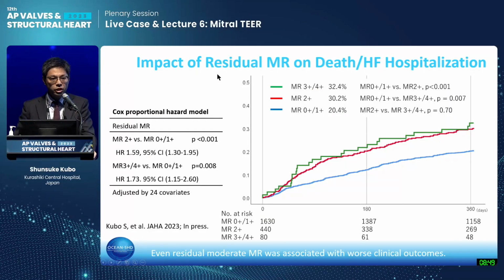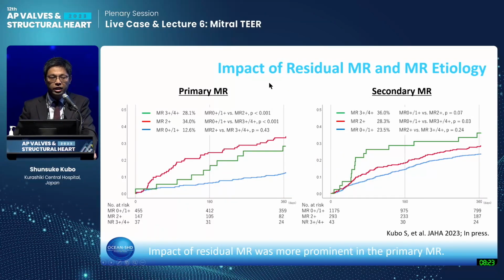So when we look at the OSHA mitral registry, in this registry, we included 2,150 patients. Compared to mild or less MR, both moderate-severe or severe MR, and even moderate MR, were associated with a higher rate of death or heart failure hospitalization. Furthermore, when we evaluate primary and secondary MR separately, the impact of the residual MR was more prominent in the primary MR.